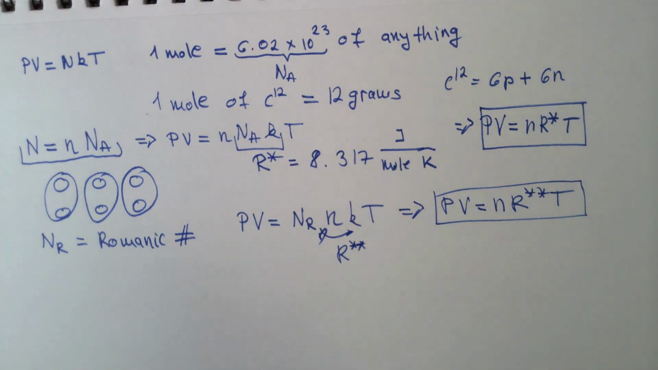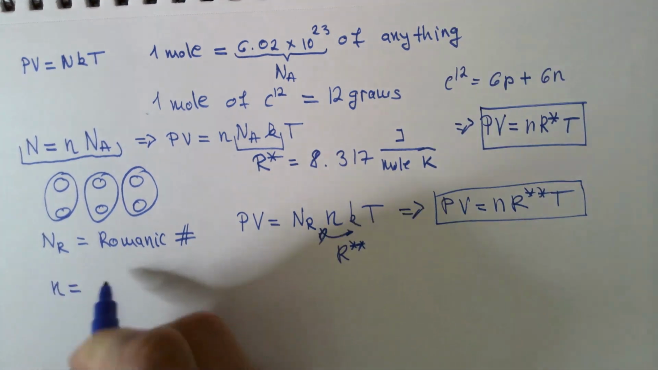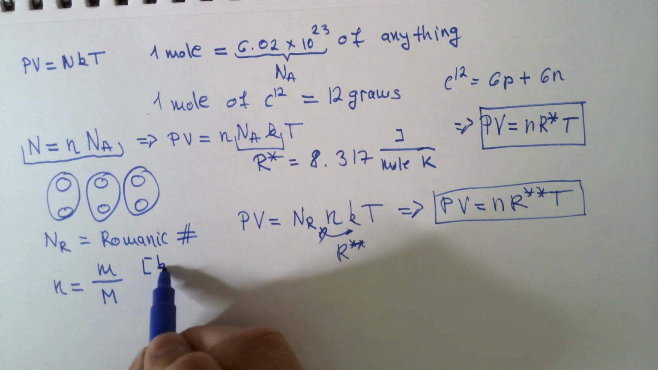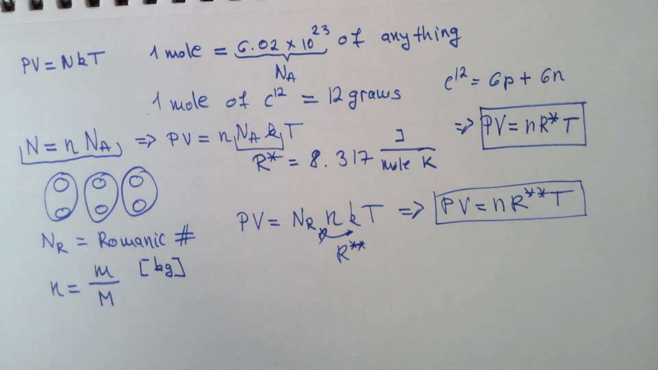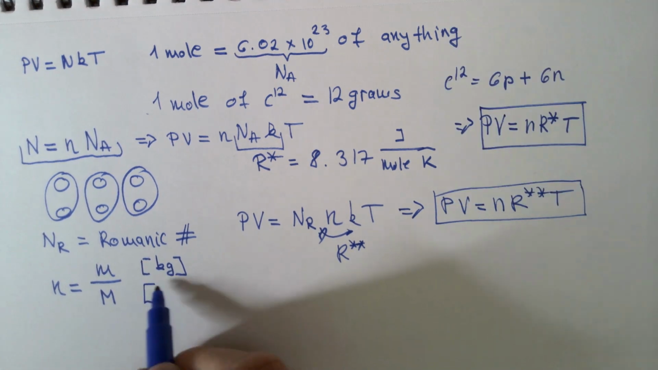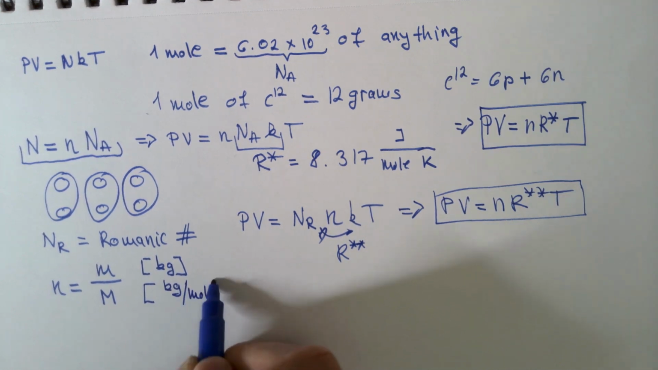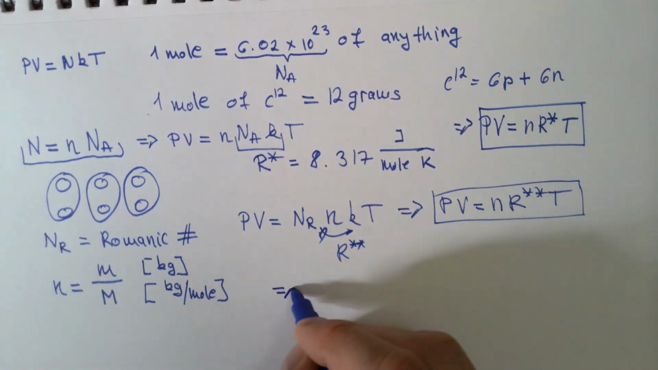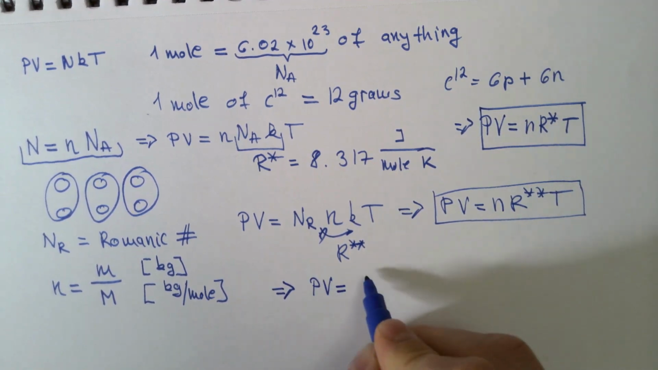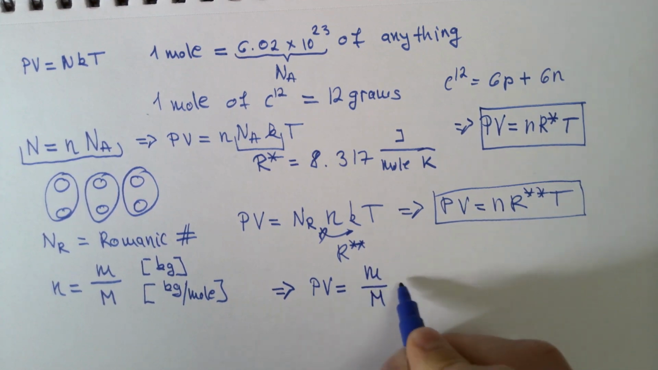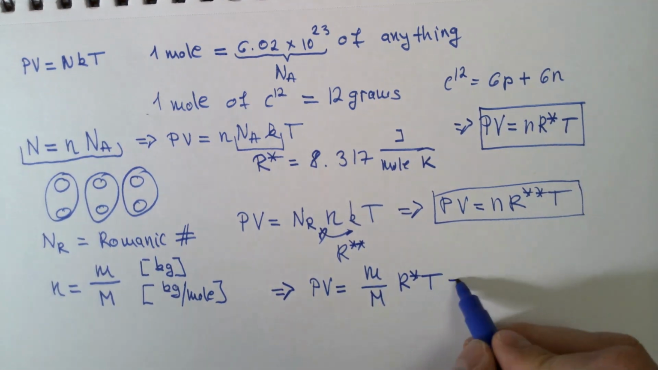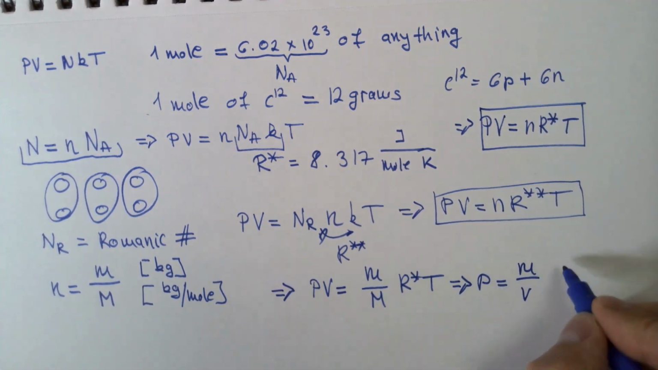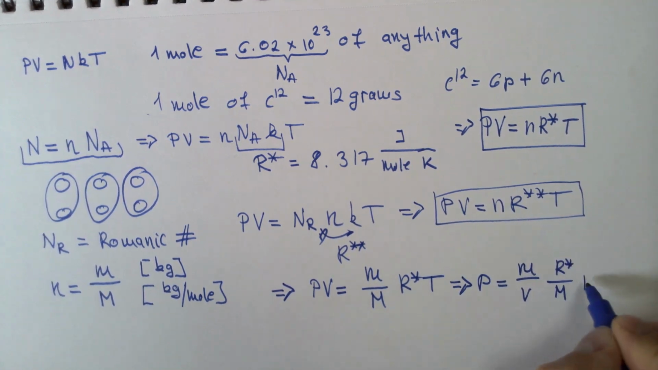Now we can say a few more things about this number of moles. The number of moles, n, is also equal to the mass of the gas divided by the molar mass of this gas, where M is given in kilograms. That's simply the mass of the gas if you would measure it, and molar mass is kilogram per mole. So if we take this n and plug it in, not in Romanic, but in this version of the equation of state, then we will get that PV is equal to m divided by M R star times T. I will rewrite this as P is equal, volume I will move to the other side. So I will get mass divided by volume, R star divided by M times T.